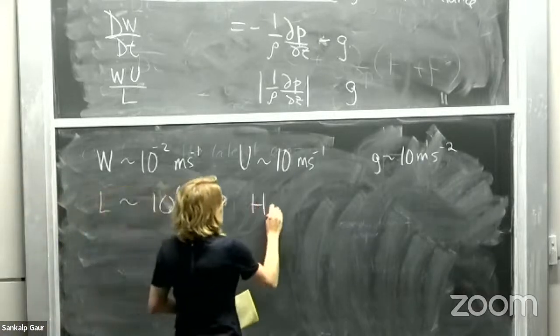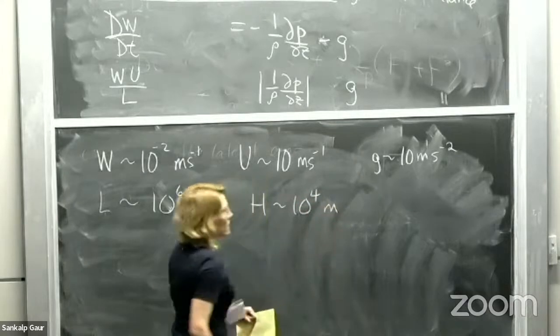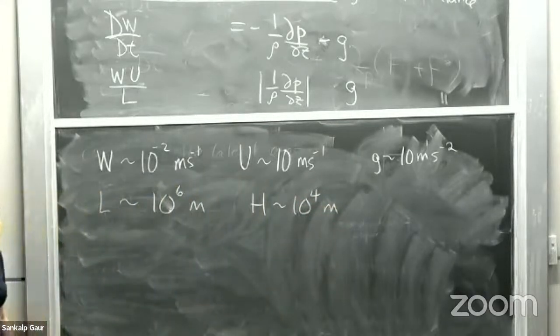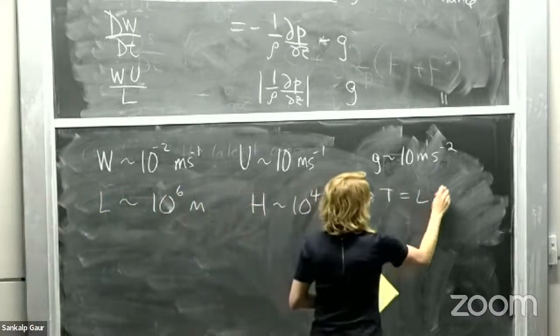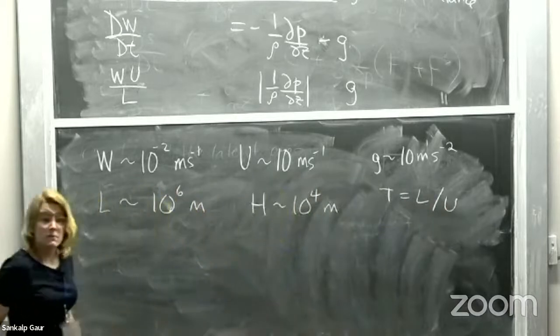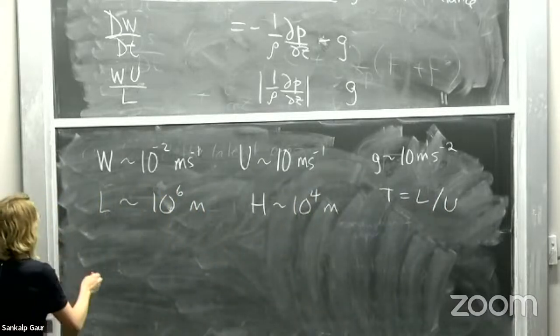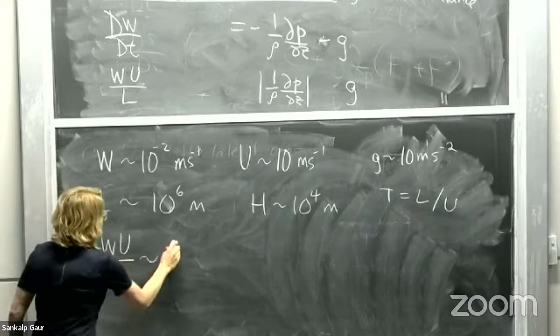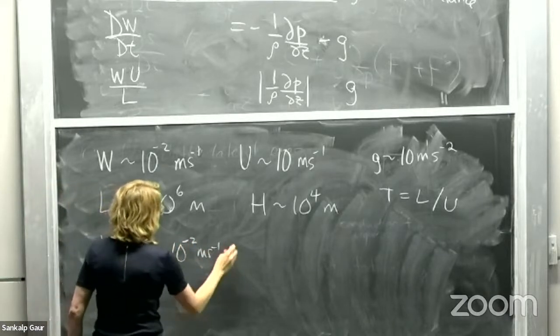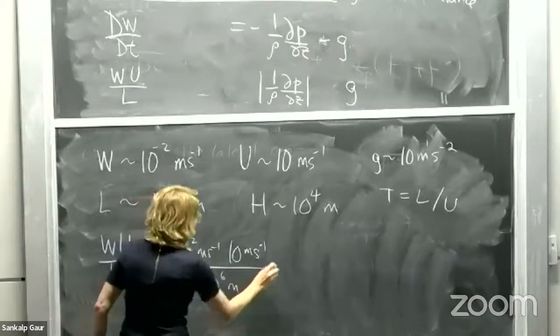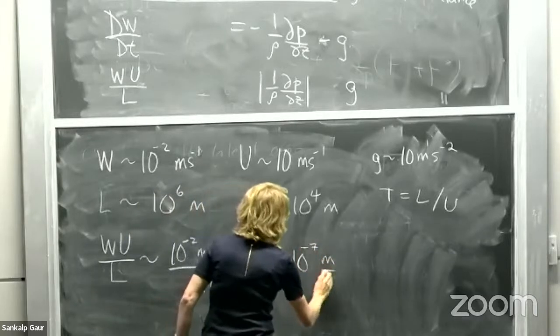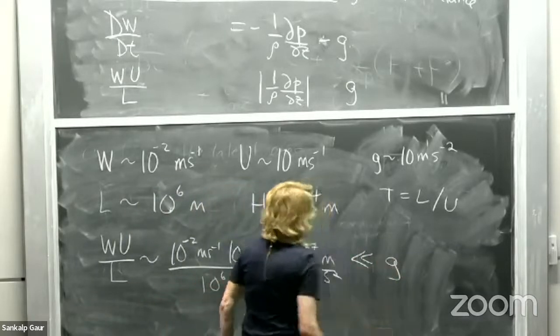We also can just go ahead and choose the vertical scale height that we might use later. We won't explicitly use it right now. And that's about 10 kilometers. We saw that also in that red line, that tropopause height. And just to be clear, I'm choosing time to scale advectively. So that was built into the first scaling. So you just go ahead and plug it in. What is this? 10 to the minus 2 meters a second times 10 meters a second divided by 10 to the 6 meters. And I get 10 to the minus 7 meters per second squared, which is much smaller than gravity.